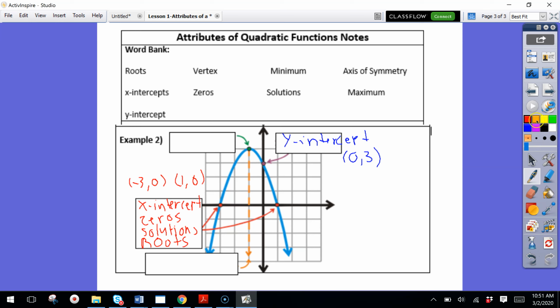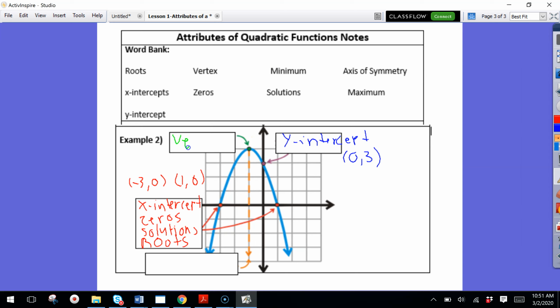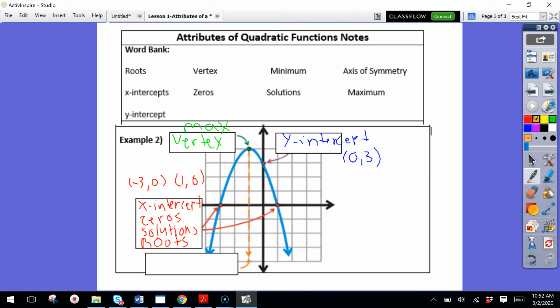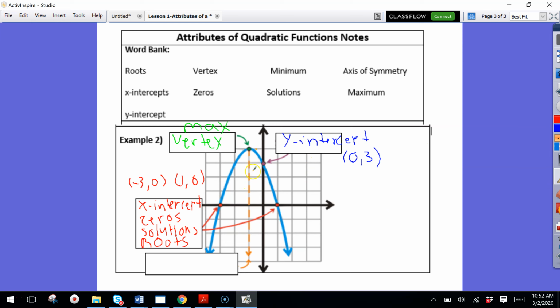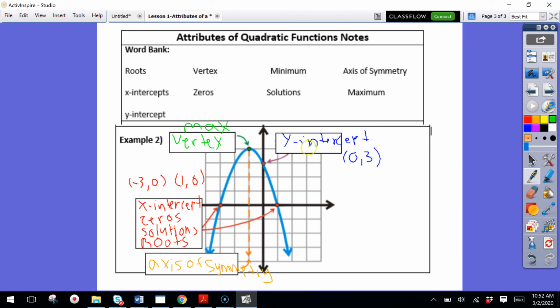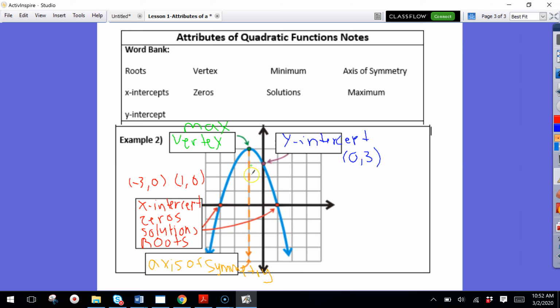The next important point is the turning point here, which we call the vertex. In this case, it's the highest point, so we would call it a maximum. And then this line right here, we call the axis of symmetry. So let's go ahead and label what the vertex and the axis of symmetry are. My vertex here is the point (-1, 4).